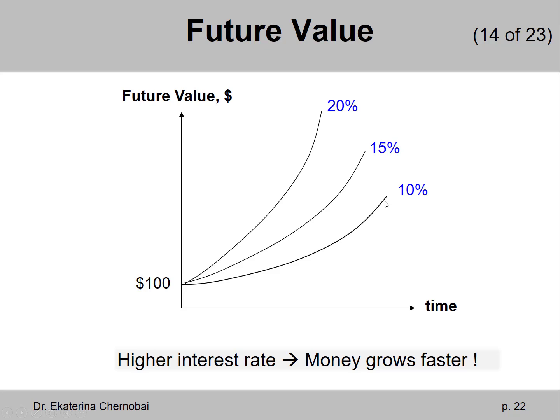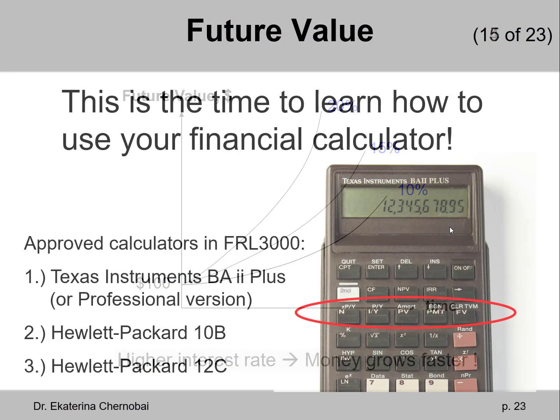It's probably intuitive to say that if you add more years to the timeline, then the future value will be higher, because there are more years for your money to grow. The second thing you can say is that if you increase the interest rate, then your money will be bringing you a higher interest. So the money will be growing faster if we increase the interest rate.